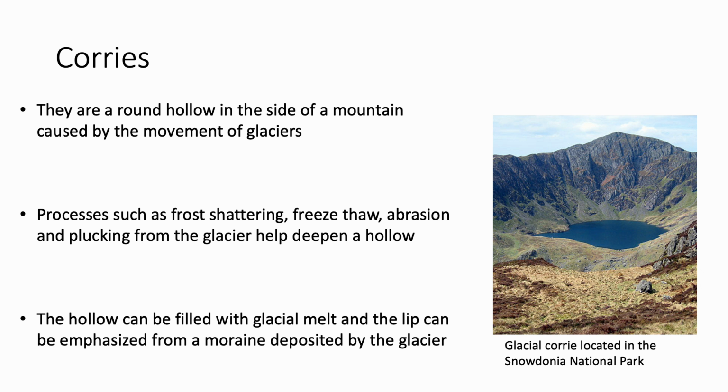Another piece of physical evidence to show the size of the glaciers that have been on the planet are corries or cirques. Corries are defined as a round hollow in the side of a mountain formed by the action of a glacier, as you can see in this picture, which is pretty obvious. A corrie starts off with a little nivation hollow, which forms from freeze-thaw and is then broken down by other processes from the glacier going over it, such as frost shattering, abrasion, freeze-thaw, and plucking, and these deepen the hollow.